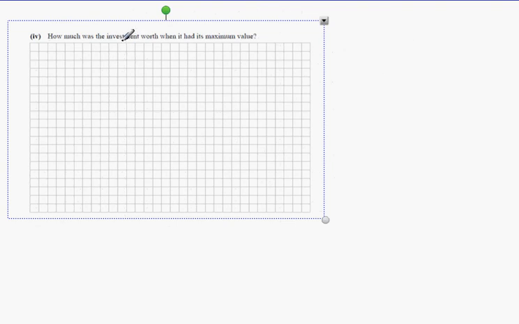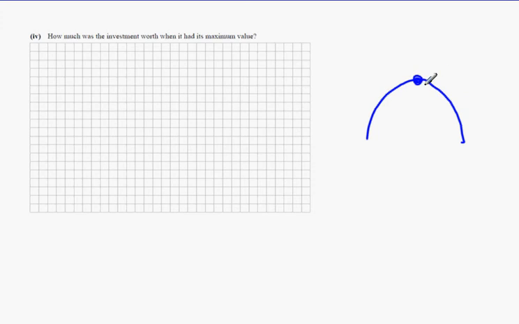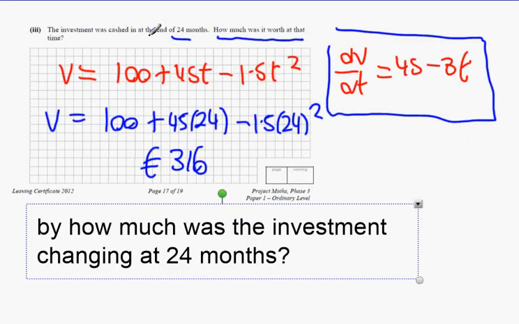By how much was the investment worth when it had a maximum value? Now, at maximum values, what does the first derivative represent again? So when you differentiate once, what does it represent? Changing. It represents the change. What's another word for the change? It begins with S. Slope. This is the formula for the slope at any point.